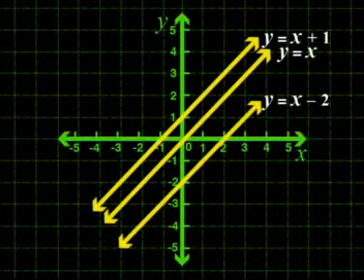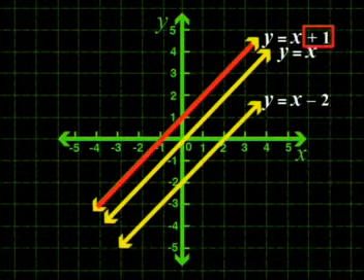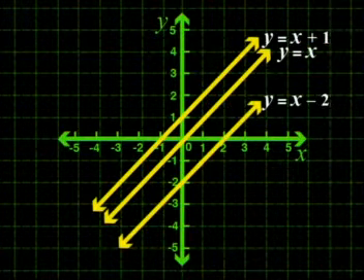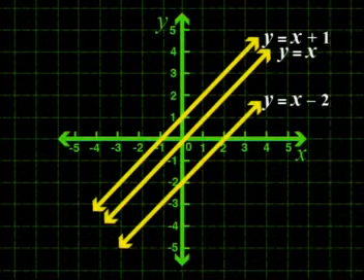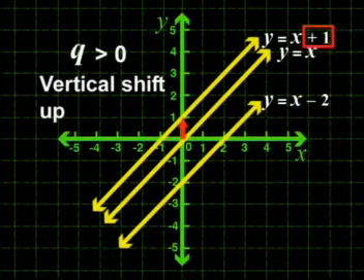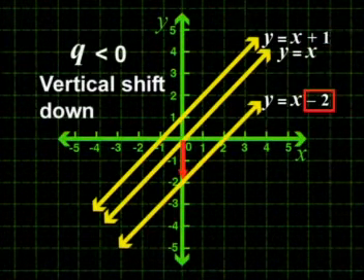But how will I know if the shift is up or if it's down? That's not too difficult. Let me show you. If the q value is positive as it is in this graph, the shift will be up. If the q value is negative as it is in this graph here, the shift will be down. A positive q value shifts the graph up by q units, and a negative q value shifts the graph down by q units. Now we can work with any linear graphs by changing the parent function y equals x.